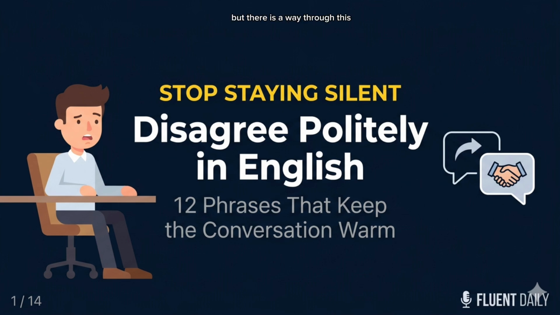But there is a way through this. And that is our mission for today's deep dive. We are extracting a really comprehensive toolkit from our sources today. 12 specific strategies that native English speakers use to disagree, challenge, and push back, all while keeping the conversation warm and professional. By the end of this deep dive, you will have the linguistic armor so you never feel stuck in that silent frustration again. I love that.